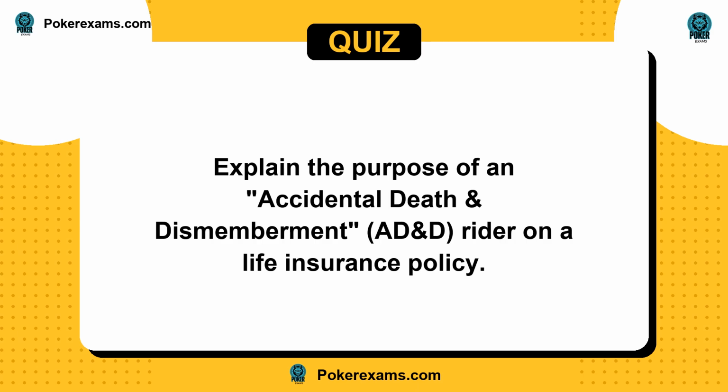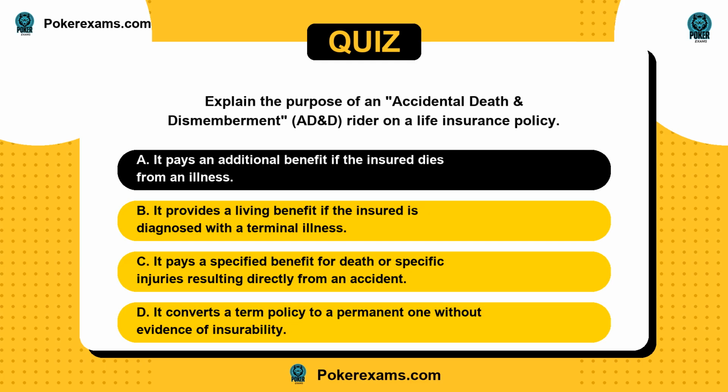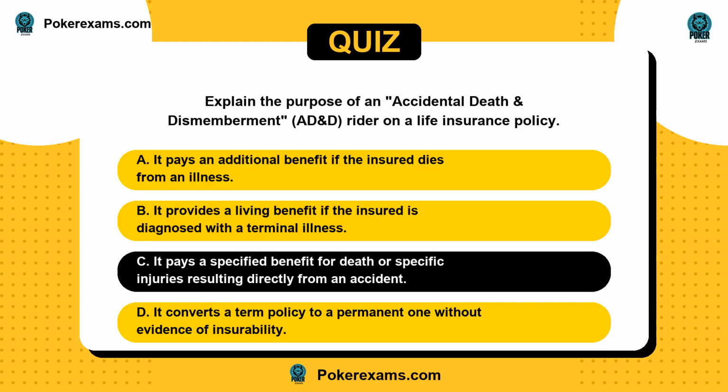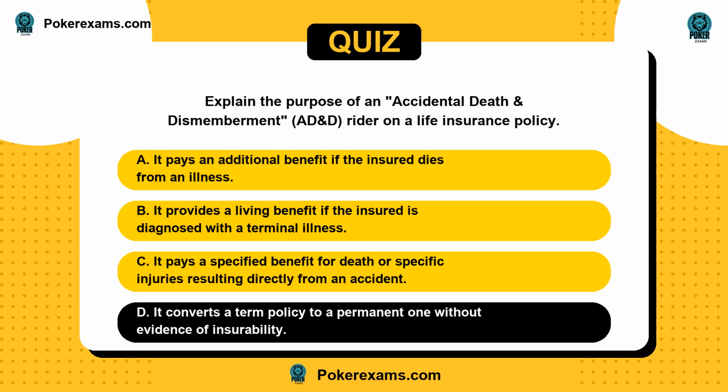Next question. Explain the purpose of an accidental death and dismemberment, AD&D, rider on a life insurance policy. Is it A, it pays an additional benefit if the insured dies from an illness? Or B, it provides a living benefit if the insured is diagnosed with a terminal illness? C, it pays a specified benefit for death or specific injuries resulting directly from an accident? Or D, it converts a term policy to a permanent one without evidence of insurability?